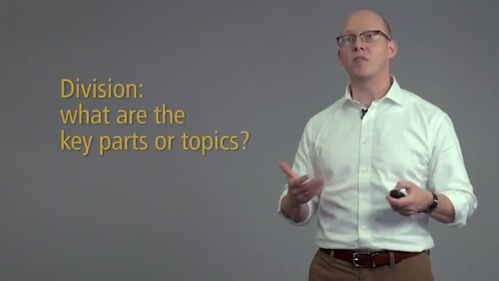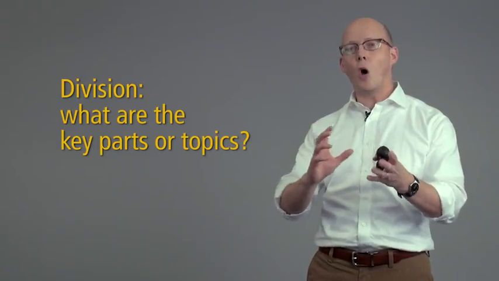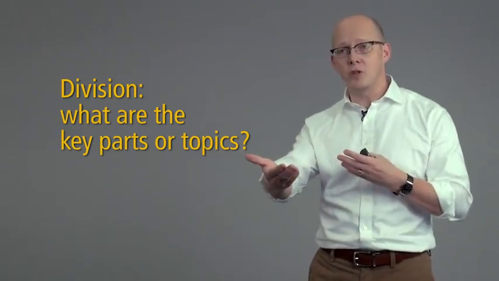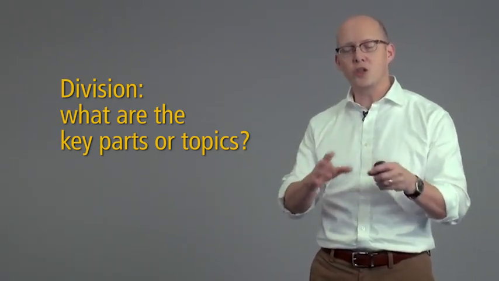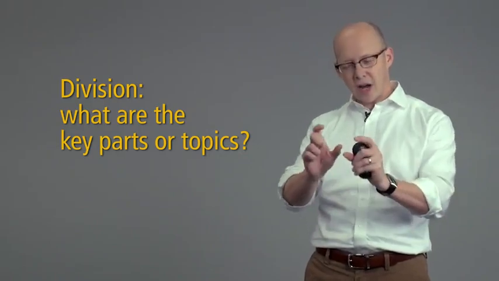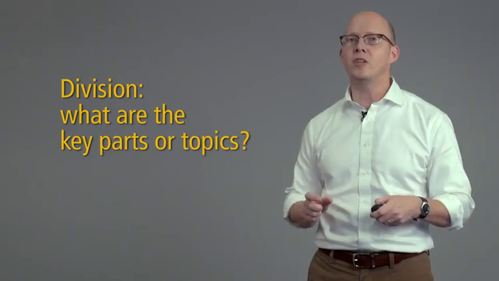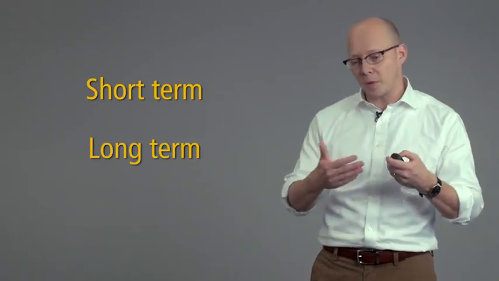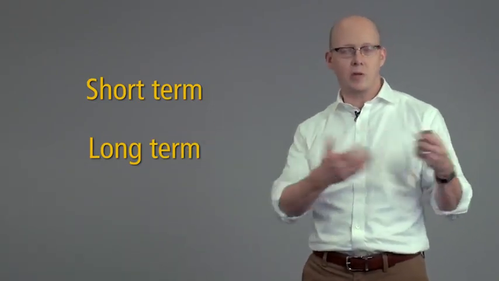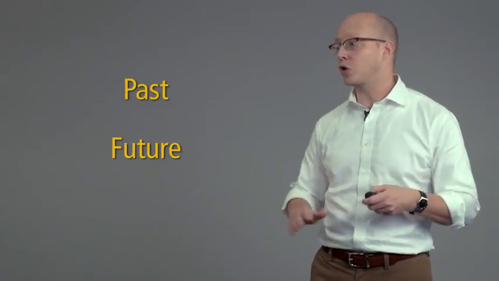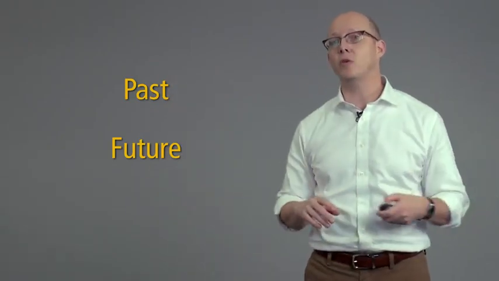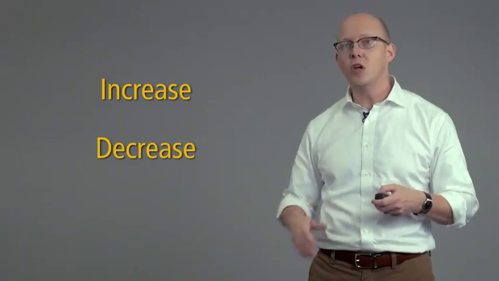You could think in terms of division. What are the key parts or topics embedded in that thesis statement? We don't know this before we get to your specific thesis statement, but I'll show you some examples in a moment of how you could identify the key components in the topic. Or you could think in terms of short-term and long-term. What's going to happen right now, and what's going to happen in 10 years in relationship to the thesis? Past, future. What happened in the past in relation to this thesis or this type of thesis? What's going to happen in the future? Is there going to be an increase or a decrease? So you're trying to think in terms of very broad categories.